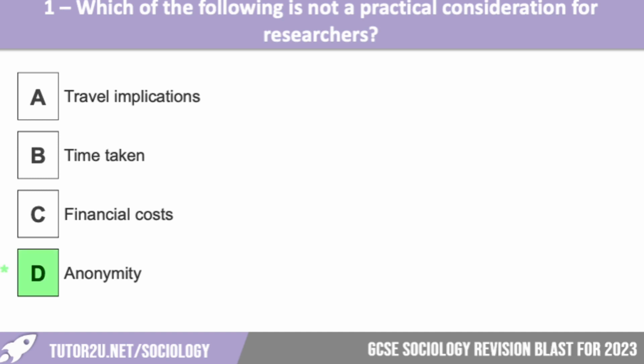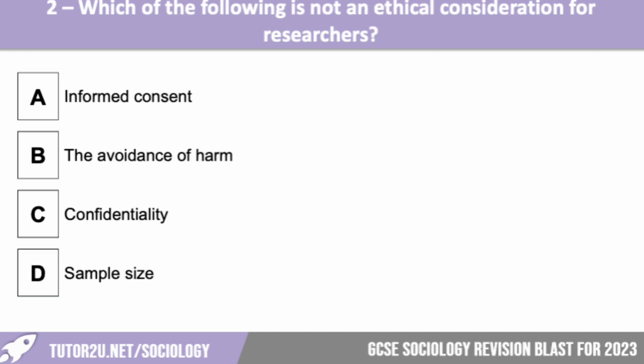Right, let's reveal. It is anonymity. Okay, this is more of an ethical consideration. Number two, which of the following is not an ethical consideration for researchers? A, informed consent, B, the avoidance of harm, C, confidentiality, D, sample size. So which is not an ethical consideration for your researchers?